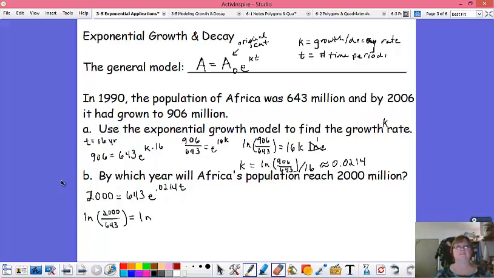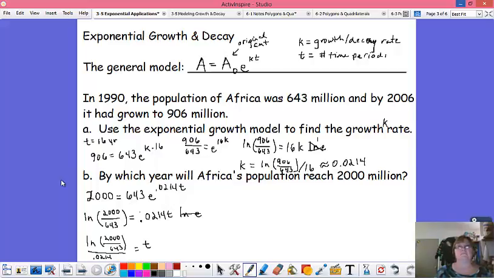See, we'll do this enough that this will become second nature to us. We'll know exactly what to do. You bring the exponent out front, 0.0214t times the natural log of e, and the natural log of e is 1. So that's going to go away. To find the answer to our question, then we need to take that natural log of 2,000 over 643, and we need to divide it by the growth rate, 0.0214. What that's going to get us is the number of years after 1990 that the population will hit 2,000.